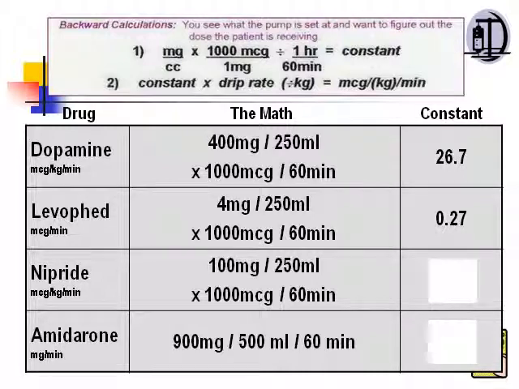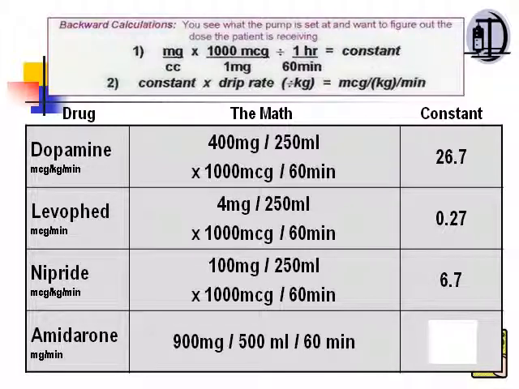All right, and then let's do Nipride. Nipride is a concentration of 100 milligrams in 250 mLs. It's dosed in mics per kilo per minute. So we're going to take 100 divided by 250 times 1,000 because it's dosed in mics, divided by 60 because it's dosed in minutes. And what do you get? 6.7. Good job.